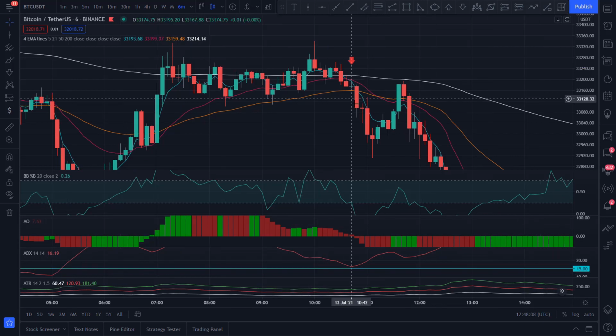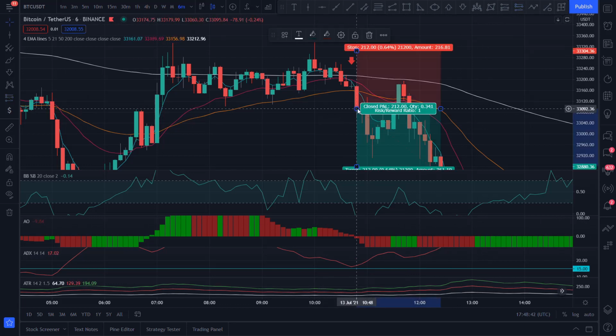Now let's see which candle we get all the conditions met. On this candle, as you can see, we don't have the Bollinger Bands under the 0.25 line. So let's look at the next candle. On this candle, we have the Bollinger Bands under the 25. We have the Awesome Oscillator under the 0 line. And we also have the ADX above the 15. So it's going to be a valid entry.